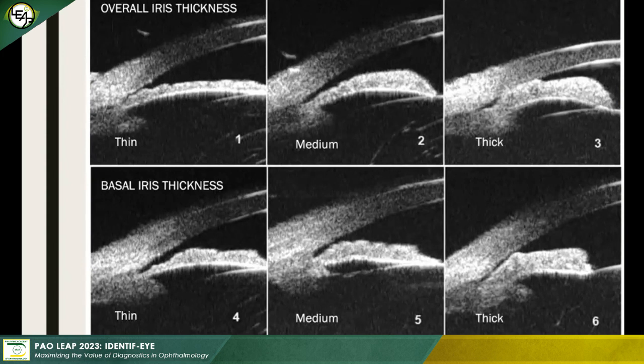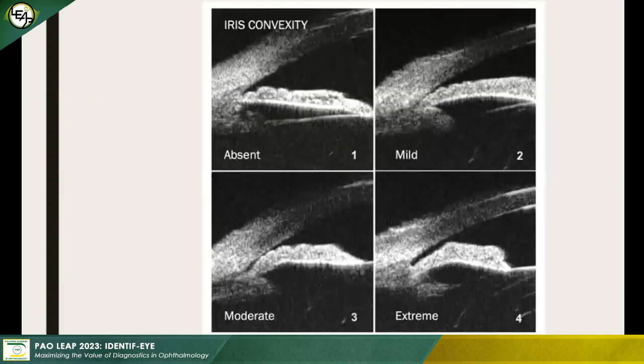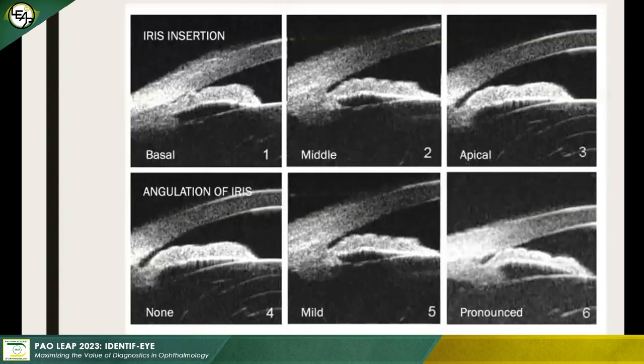Then there's also a description of your basal iris thickness, meaning the more peripheral iris thickness. It can be thin, medium, or thick again. Another parameter is iris convexity. If it's just super flat, then it's absent. If it bows anteriorly, it can be mild, and as it gets more convex, it can be moderate or extreme. So these are the reference photos. You can refer to these photos to describe your findings.